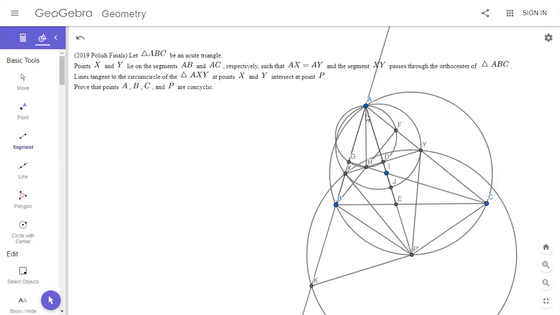Or that's the same as showing triangle AXP prime is similar to triangle YXK.